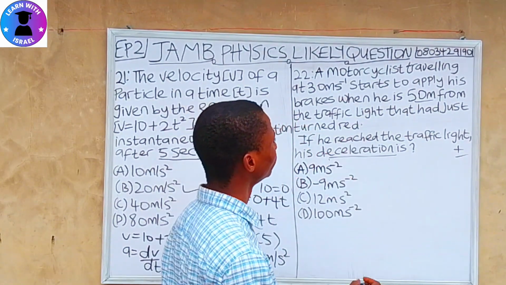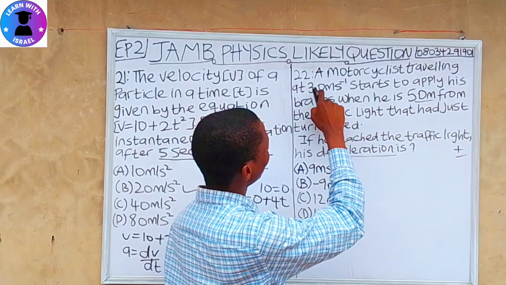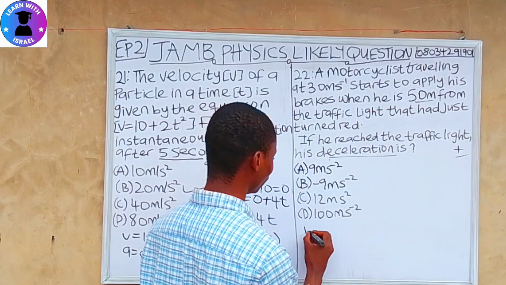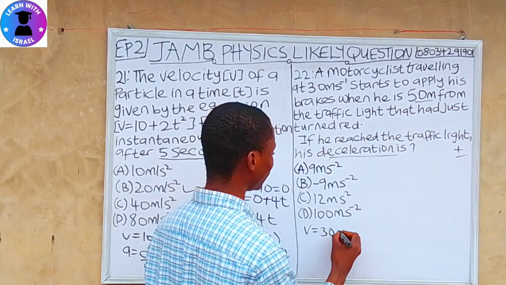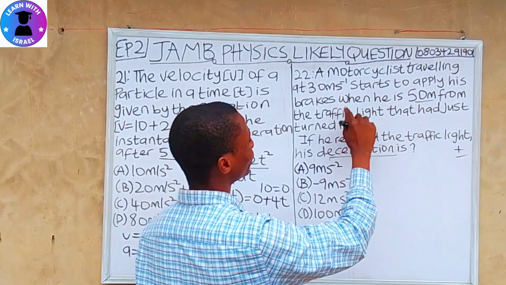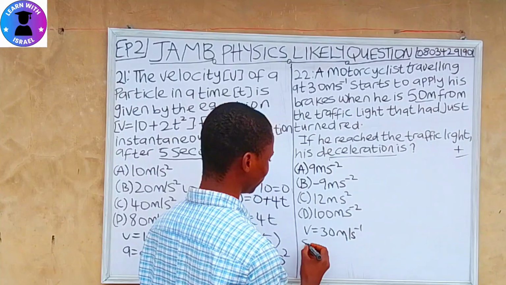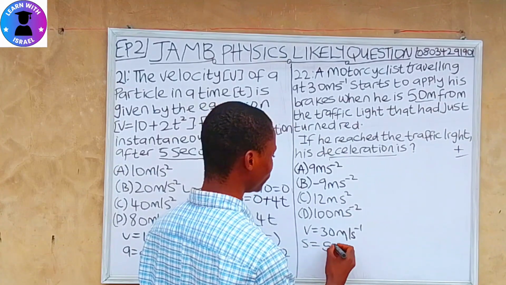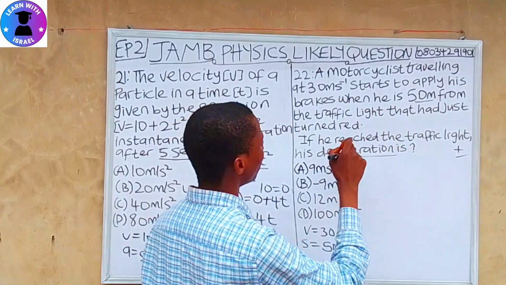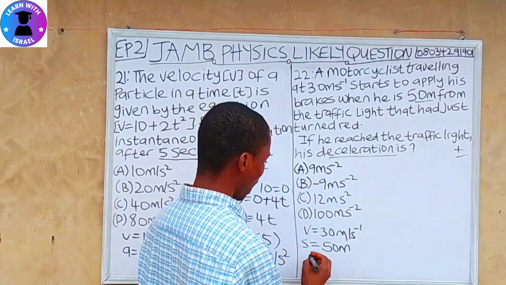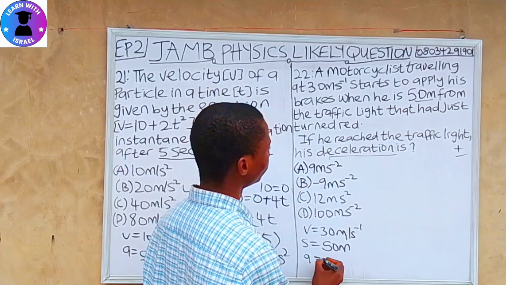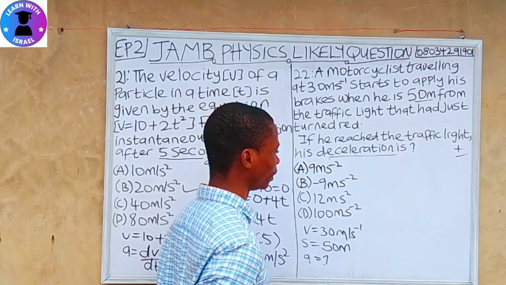So the formula we'll be using. Before that, our velocity is represented as 30 meters per second. So our v, which is our given, is 30 meters per second. And he said to apply his brakes when he's 50 meters. So that's our distance. Our distance is 50 meters. We don't have any other thing. So let's solve. Our acceleration is unknown. So we have to look for our acceleration.